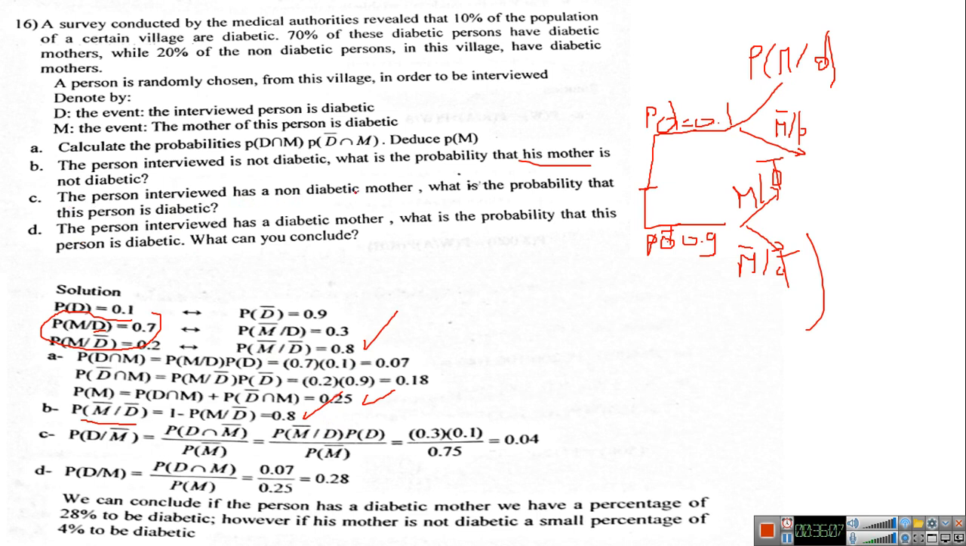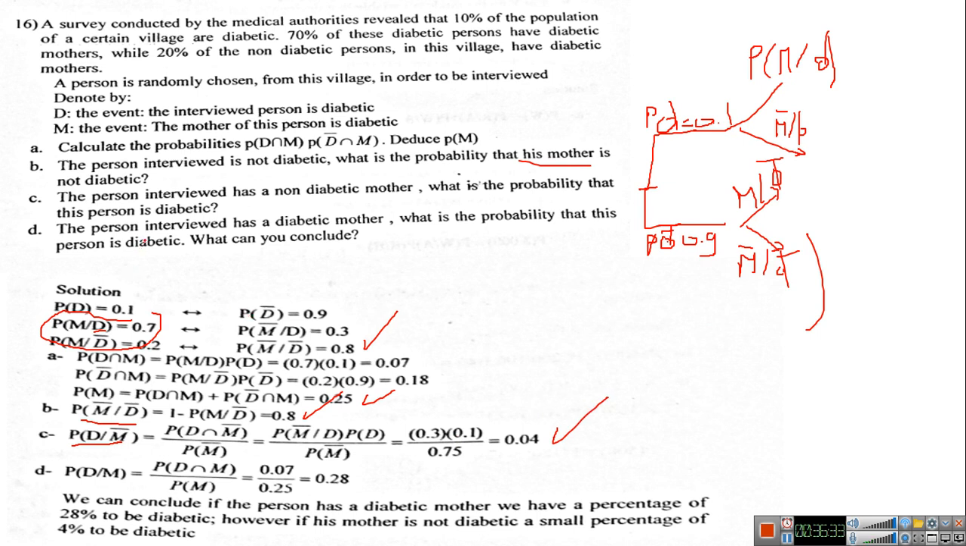The person interviewed has a non-diabetic mother. Find the probability that he is diabetic. So, I have M bar knowing D. I want just the inverse, so I do P of D intersecting M bar over P of M bar. D intersecting M bar, we can find it from the tree table, okay? It will be 0.3 times 0.1 over 0.75, which is 0.04.